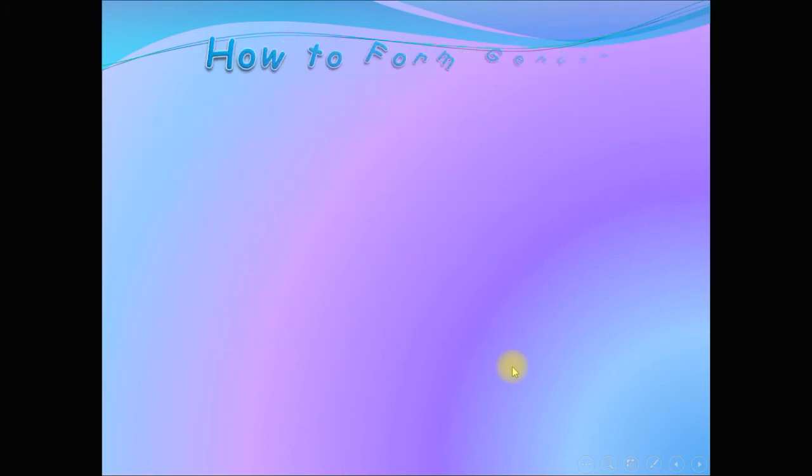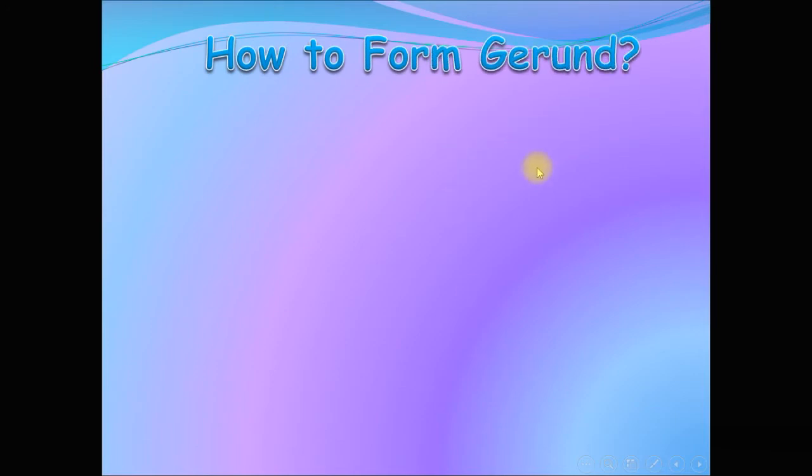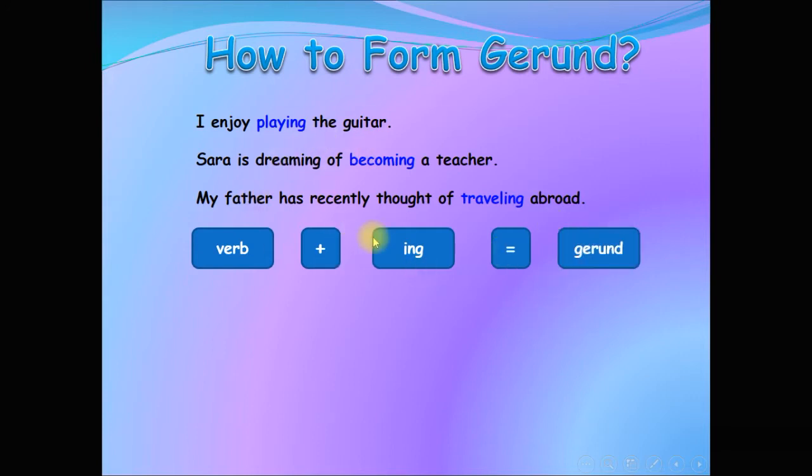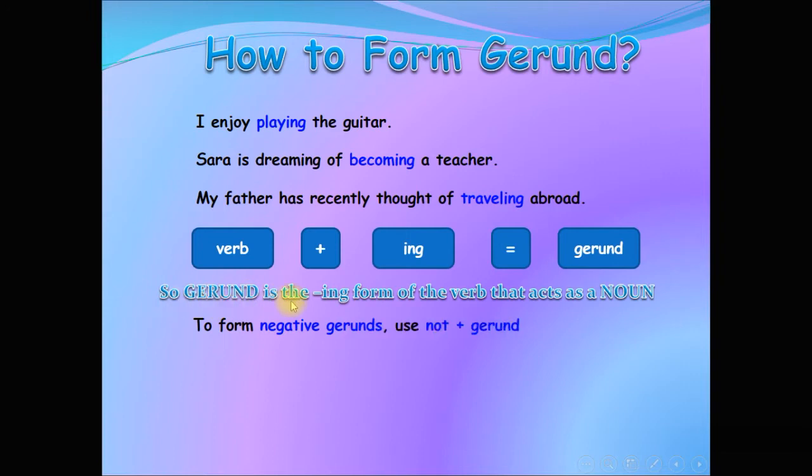Now we'll see how to form a gerund. Here we have sentences: I enjoy playing the guitar. Sarah is dreaming of becoming a teacher. My family has recently thought of traveling abroad. We have the words playing, becoming, and traveling. These words are called gerunds. So verb plus ing is called a gerund in these sentences. A gerund is the ing form of the verb that acts as a noun.